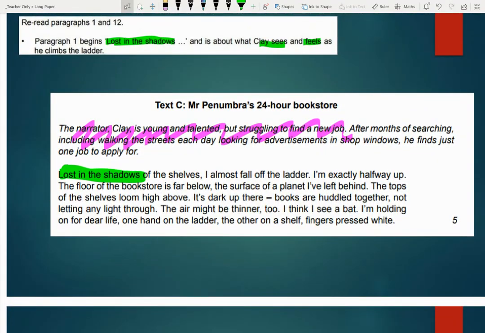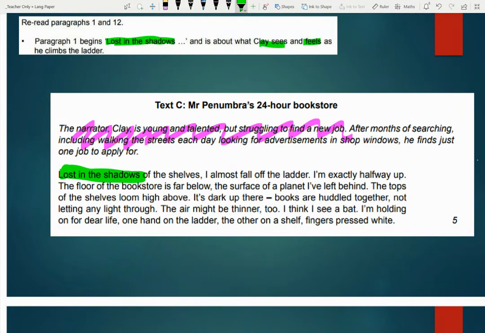I've already highlighted that first one, Lost in the Shadows, so I think I'm going to keep that because I just think that's a really effective opening image. And then I want to look through for another image. I almost fall off the ladder. There's nothing really that can be said about that. It's self-explanatory. All I would be doing there is defining and re-explaining what it means. I'm exactly halfway up. Again, I don't really see much interest in there.